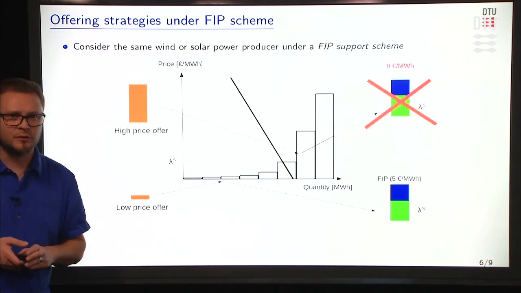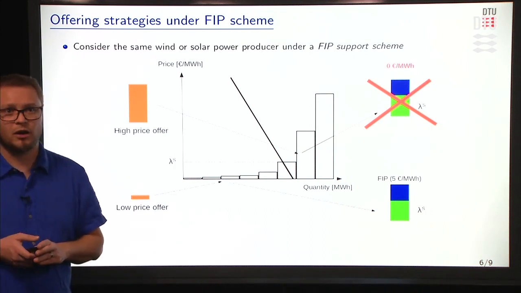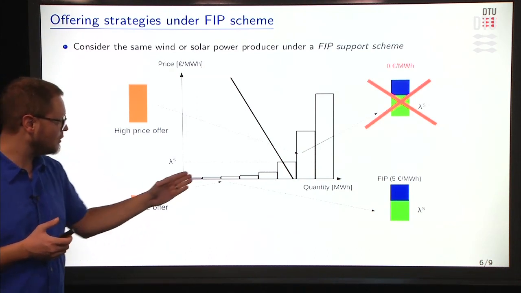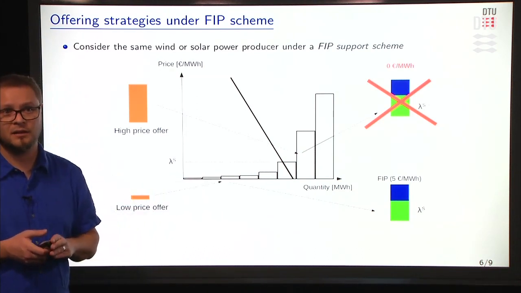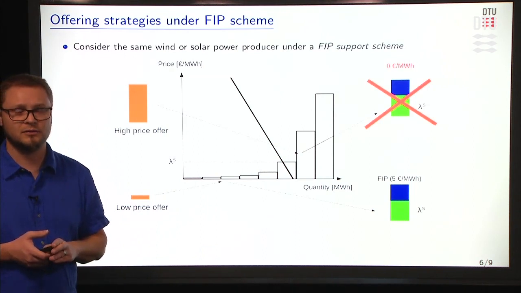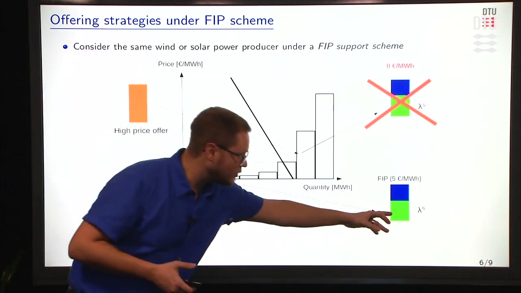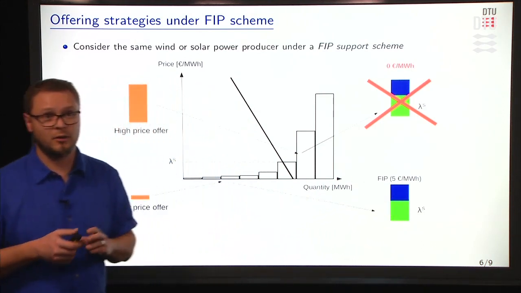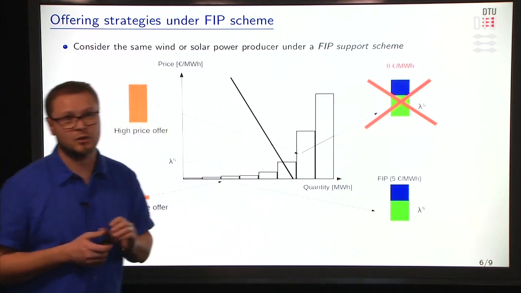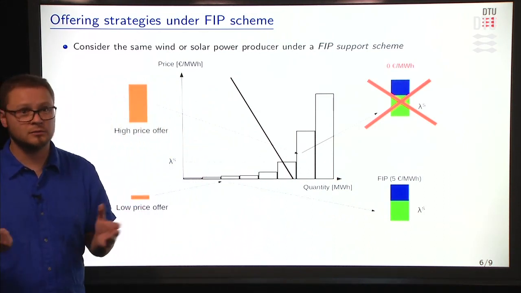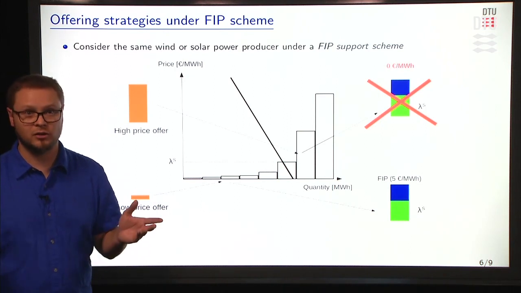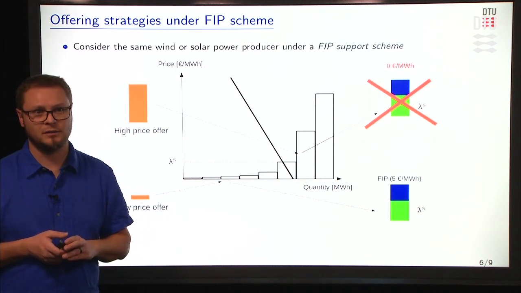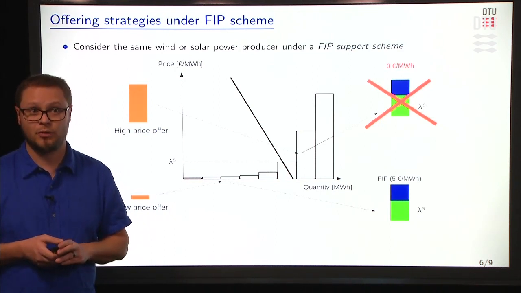In the other case with the FIP, there is a bit of the same way of thinking, except that your premium is fixed. You know that if you offer at a lower price, you have a higher chance of being scheduled. If you're being scheduled, you're going to receive the market price for your market-based revenue plus the fixed support. If you're a bit more daring again, and you're on the right side of the equilibrium point, you're not going to be scheduled, you're not going to receive the market price, you're not going to receive your FIP support. You want to offer at a lower price, but would you still offer at minimum price?